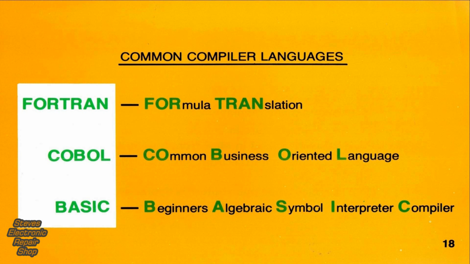Here we see three types of compiler languages: Fortran, COBOL, and BASIC. Fortran is a contraction of the words formula translation. Likewise, COBOL is an acronym for the Common Business-Oriented Language. BASIC is an acronym for Beginner's Algebraic Symbol Interpreter Compiler. Or you may hear BASIC referred to as an acronym for Beginner's All-Purpose Symbolic Instruction Code. Let's look at each of these in more detail.